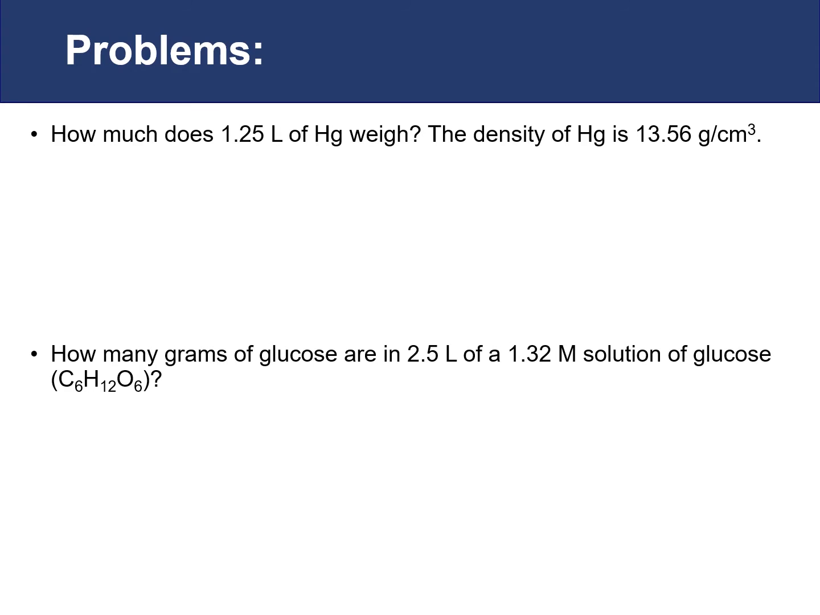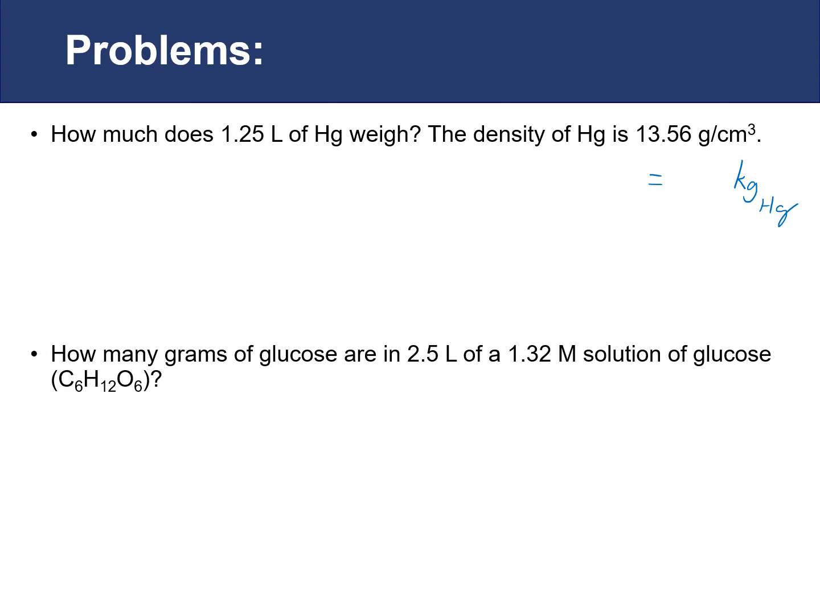Let's now look at an example of how we would solve a problem using dimensional analysis. The first part of dimensional analysis is identifying your goal. So our first question: how much does 1.25 liters of mercury weigh? The density of mercury is 13.56 grams per cubic centimeter. So the first thing we do is identify our goal. What we're trying to find is the weight of mercury. Let's put this in, let's say, kilograms of mercury.